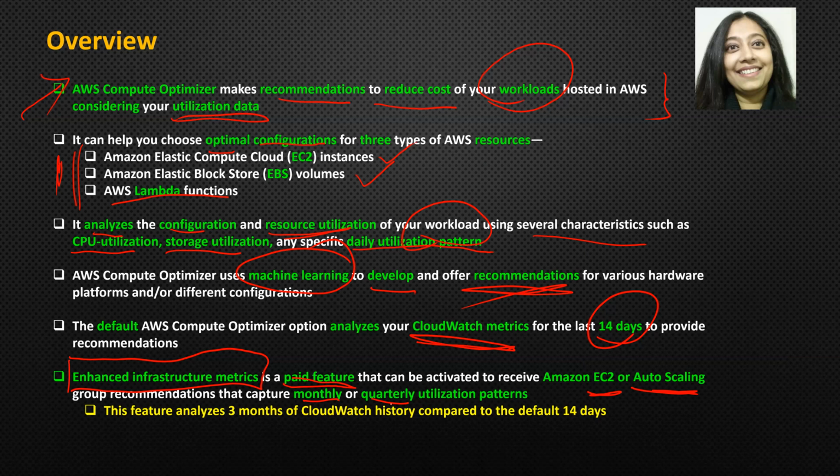So the key difference between the default mode and the Enhanced Infrastructure Metrics Mode is the fact that the paid feature analyzes the last 3 months of CloudWatch history data compared to the default mode, which is only 14 days. So this is data for the last 3 months. So if you want a little more robust recommendation, then enabling the Enhanced Infrastructure Metrics feature would be very, very helpful.